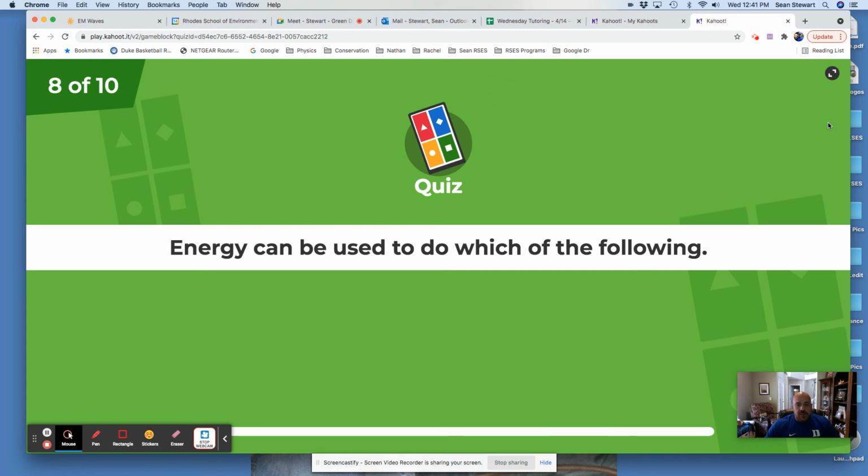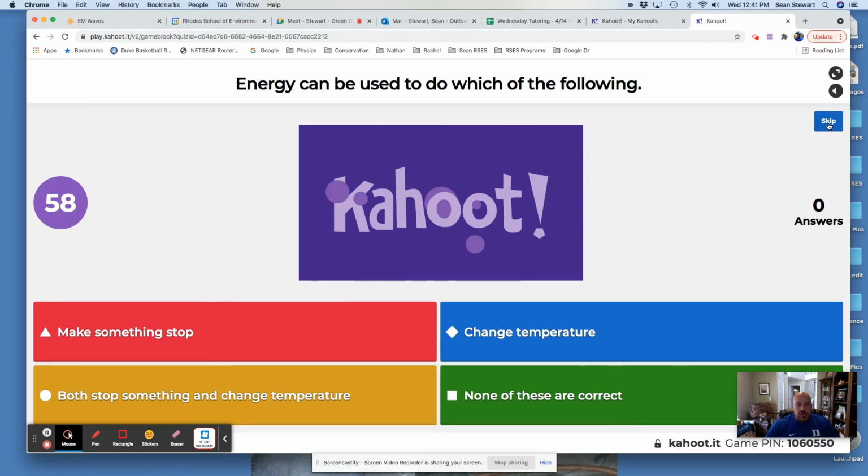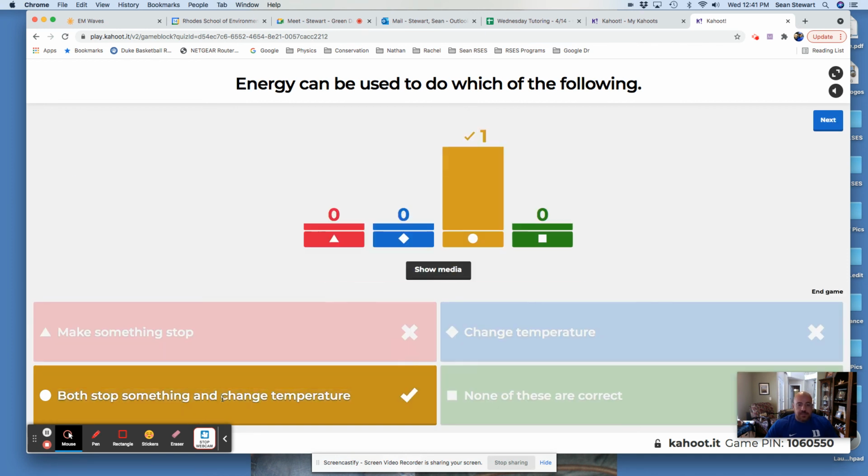What can energy be used to do? Press pause. Can energy make something stop? Well, that's changing, so yes. Can it change? We know change is a word. So yellow is our best answer because it says both stop something and change temperature.